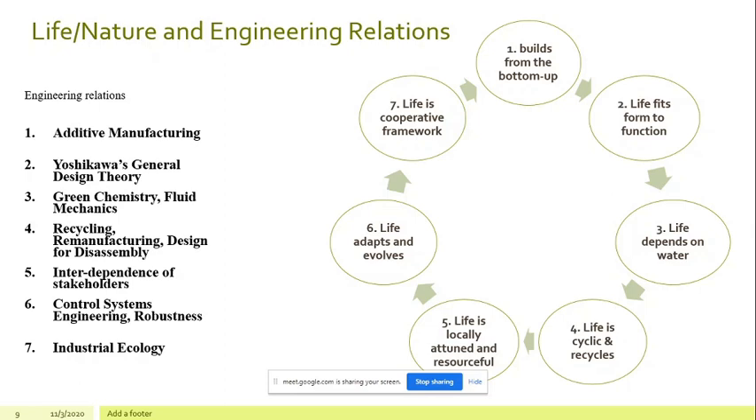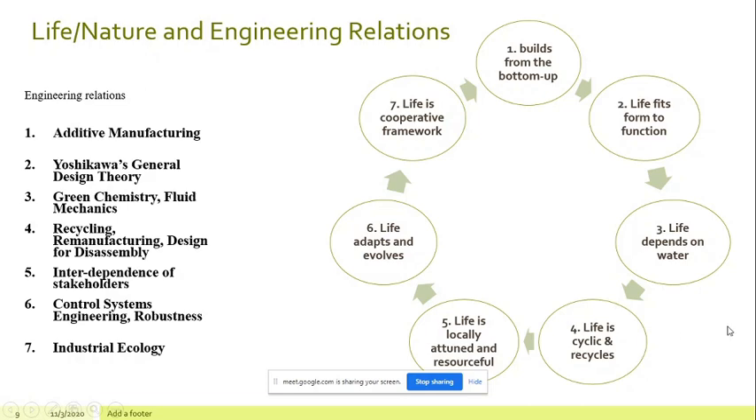And fifth is life is socially attuned and resourceful. It highlights life's ability to utilize materials and energy available within its range of influence. In engineering, it refers to the interdependence of stakeholders. That is, to manufacture anything we need, it requires a lot of parts which are manufactured individually in different factories and then assembled at one place.